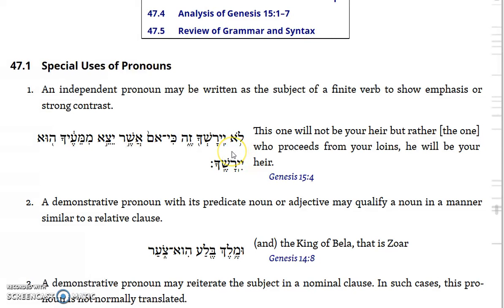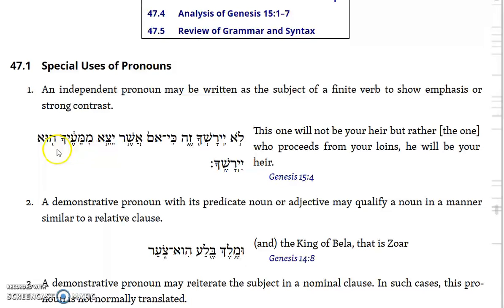Here you have lo yiratzka ze. This one will not inherit from you. Ki'im, but rather asher, the one who yetzei mi me'eka, the one who goes forth from your loins. Who? He is the one. Yirasheka, he is the one who will inherit, who will be heir.